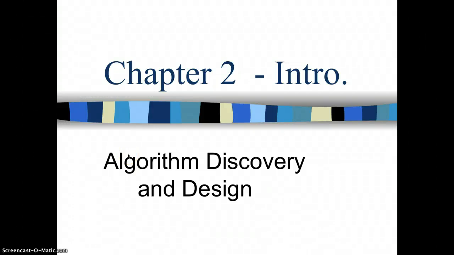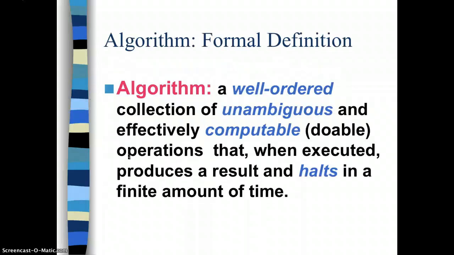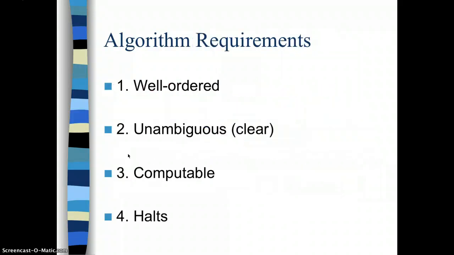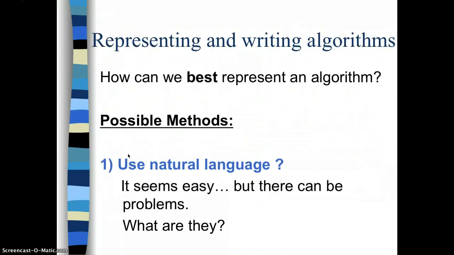In this section, we're going to discuss algorithm discovery and design, which comes from Chapter 2. And we already went over the formal definition of an algorithm and the requirements for an algorithm. So now we're going to discuss how to represent and write algorithms.